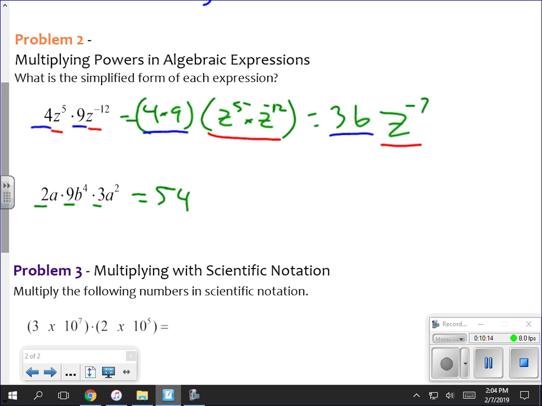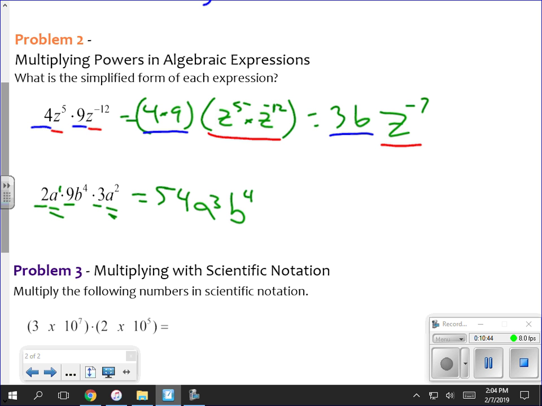So I do the A's next. And I have an A there and an A there. And this is A to what power in the front? A to the first. And A squared, so I have A to the first times A squared means I have A to what power here? To the third power, A cubed. And then I look, what do I have left? I have B to the fourth. Do I have any other B's? No. So I just kind of take the B to the fourth and move it over here, and I'm just fine.